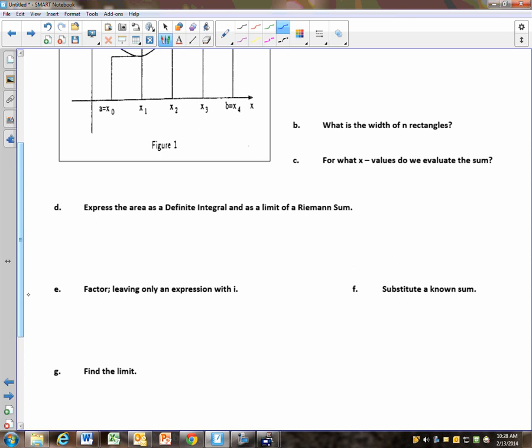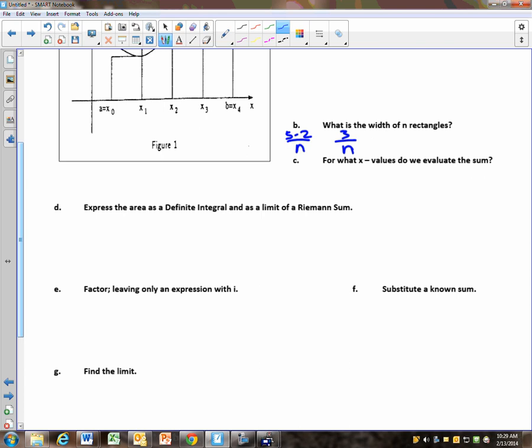So, we're going from 2 to 5. How do I figure out the width of n rectangles? What do I do? Very good. 5 minus 2 divided by n. So, 3 over n. A lot of algebra in this one. This one gets nasty. We got 3 over n. Notice our problem is not the calculus. Our problem is the algebra. That's what it comes down to. Everybody get why we got 3 over n for the width.